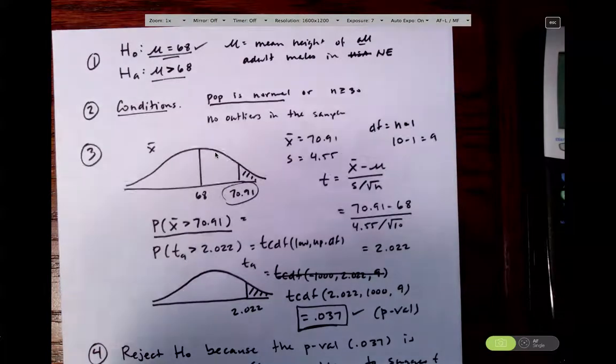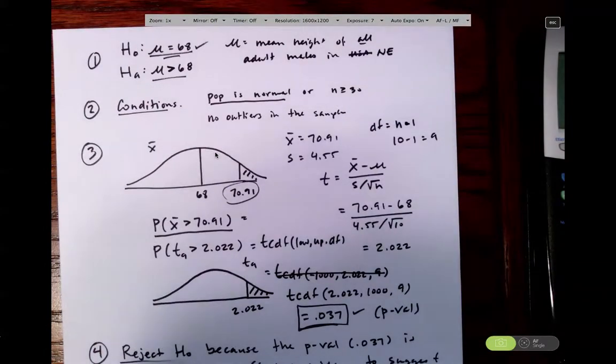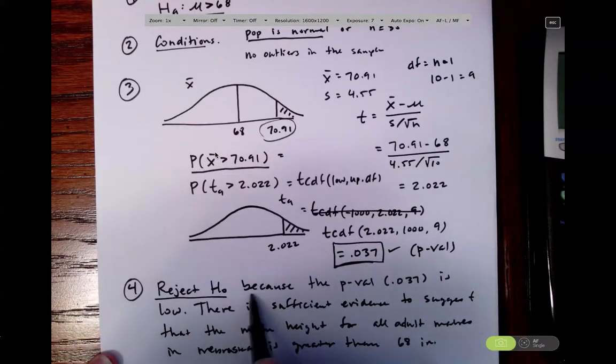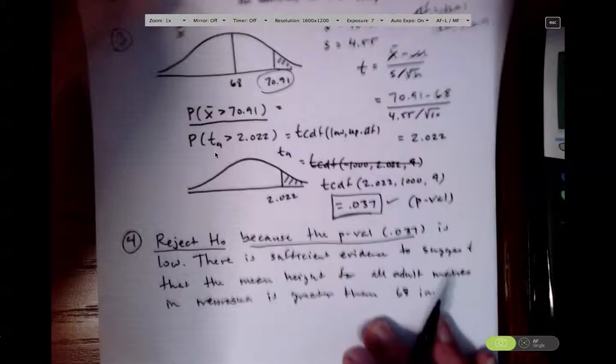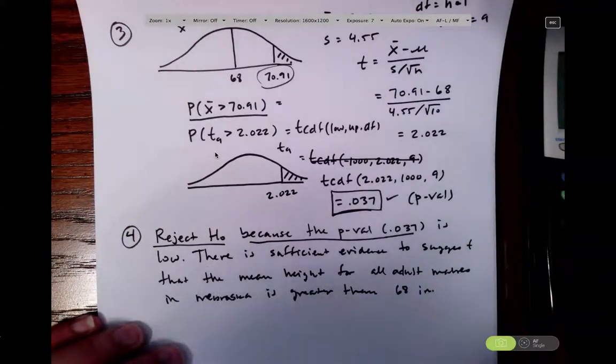Okay, and then in our conclusion, we're going to either reject or fail to reject the null hypothesis. We're going to give a reason. The reason is because the p-value is big or small. And then we're going to just say that in context.